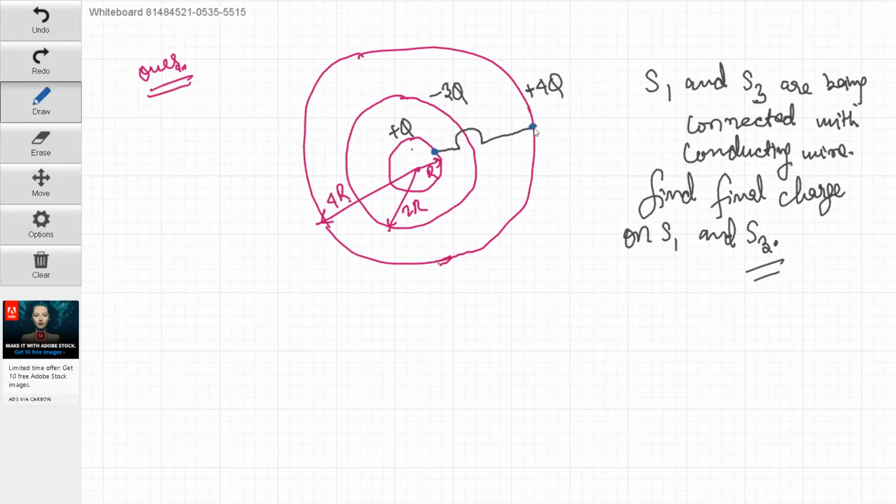So the inner sphere and the outer sphere are connected with a conducting wire. So the charge on the inner sphere is a small q, and the charge on the outer sphere will become equal to 5q minus q. Is this all right? So the potential of sphere 1 will be equal to the potential of sphere 3. What is the potential of sphere 1? That is equal to kq by r.